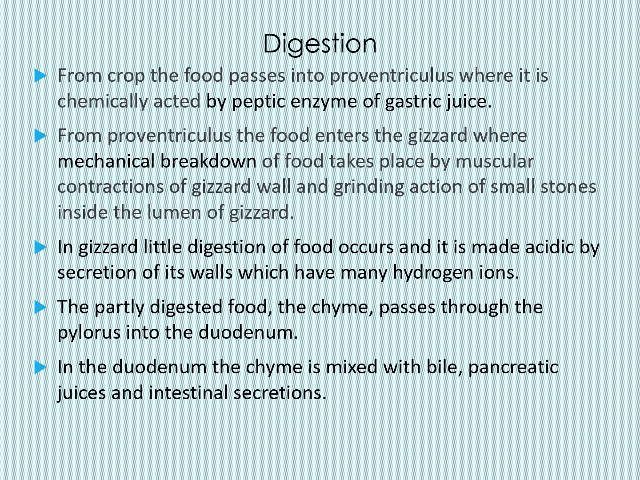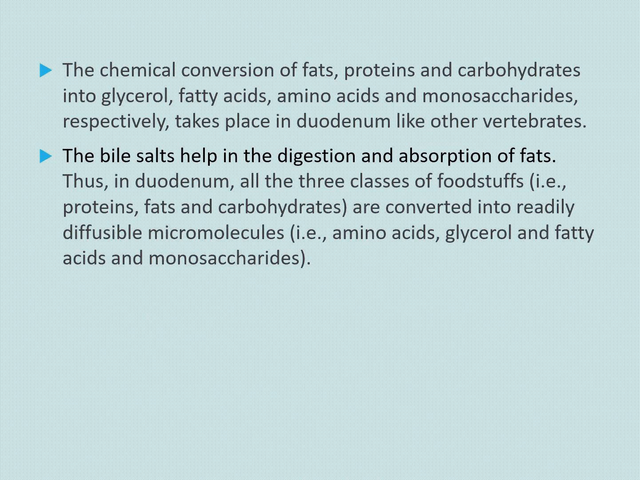In the duodenum, the chyme is mixed with bile and pancreatic juices, and the chemical conversion of fats, proteins, and carbohydrates into glycerol, fatty acids, and amino acids, along with monosaccharides, takes place in the duodenum like the other vertebrates. The bile salts help in the digestion and absorption of fats. Therefore, in the duodenum, all the three types of foodstuffs, that is, the proteins, fats, and carbohydrates, are readily converted into diffusible micromolecules, that is, the amino acids, glycerol, fatty acids, and the monosaccharides.